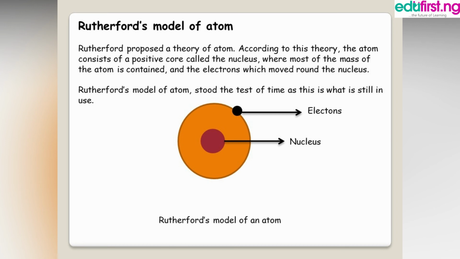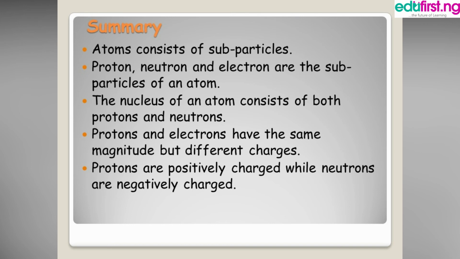All right. So with that being said, we've come to the end of today's class. Let's quickly look at the important points that we stated in this class. We said that an atom consists of subparticles. The subparticles are proton, neutron, and electron. We also said that the nucleus of an atom consists of both protons and neutrons. We also said that protons, neutrons and electrons have the same magnitude but different charges, and protons are positively charged while neutrons are negatively charged. So basically, these are the things we need to know about atomic structure.